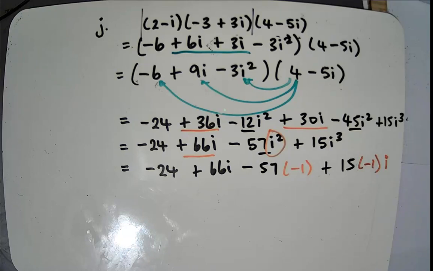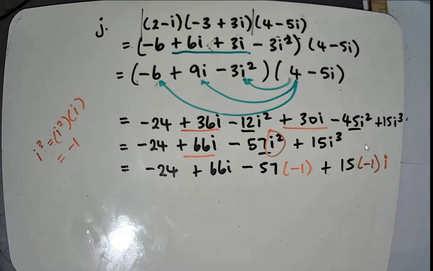Okay? And so where we see i squared, we substitute minus 1. So this is what we mean about the i cubed. The i cubed is i squared times i, which is minus 1. That's the same minus 1 I placed there. So notice that this becomes plus 57. So plus 57 minus 24 will give me 33.